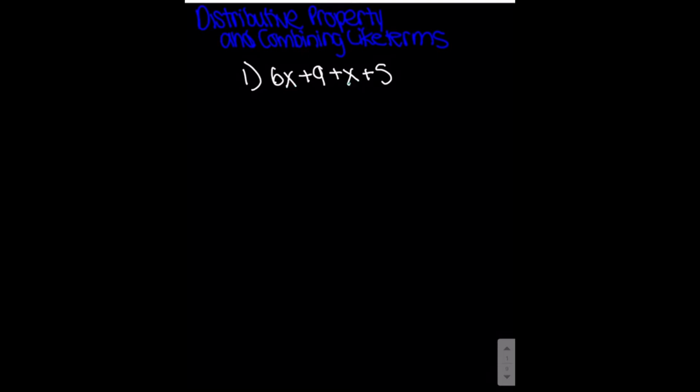We have the exact same variable, so we can combine these two together, and that would bring us 7x. And we can also combine 9 and 5 because they're both constants, and that would give us 14. So plus 14. We have simplified this right over here. Usually now it's a lot easier to work with.